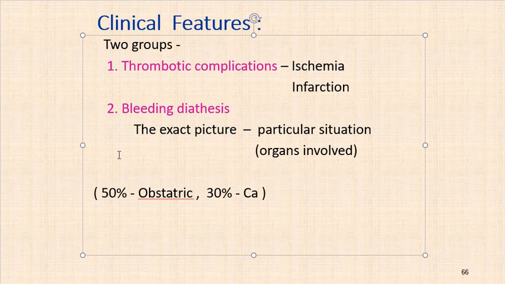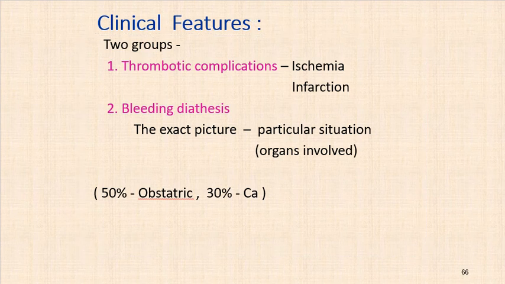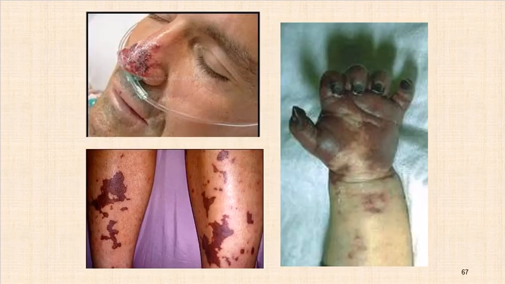Usually, it is said that 50% of the cases occur due to obstetric complications, and 30% of cases of DIC are due to carcinomatosis. And this is how the patients look in which a dreadful complication like DIC occurs.